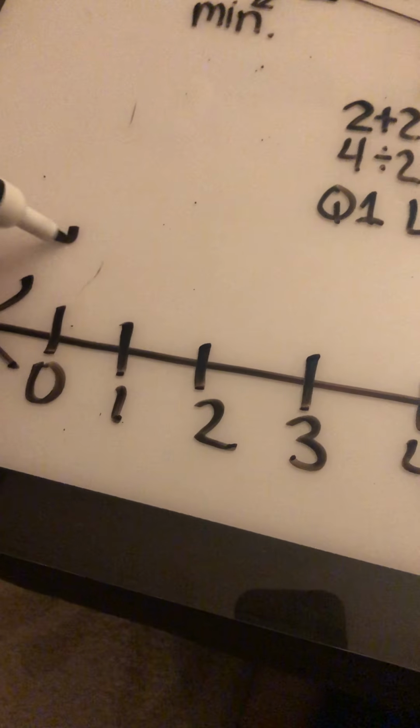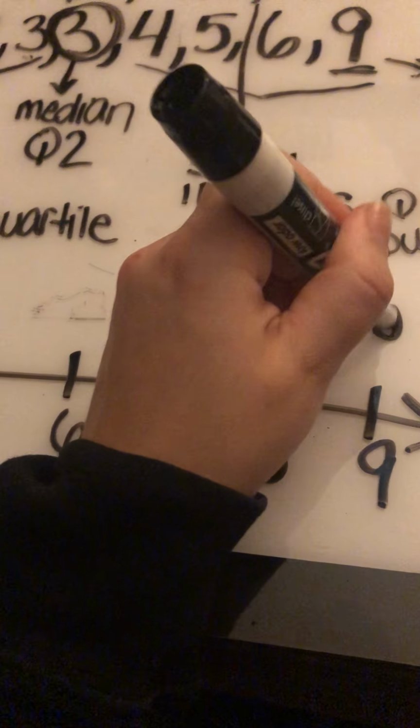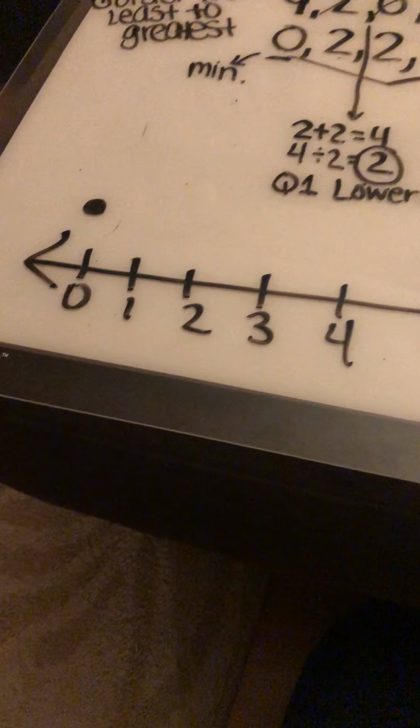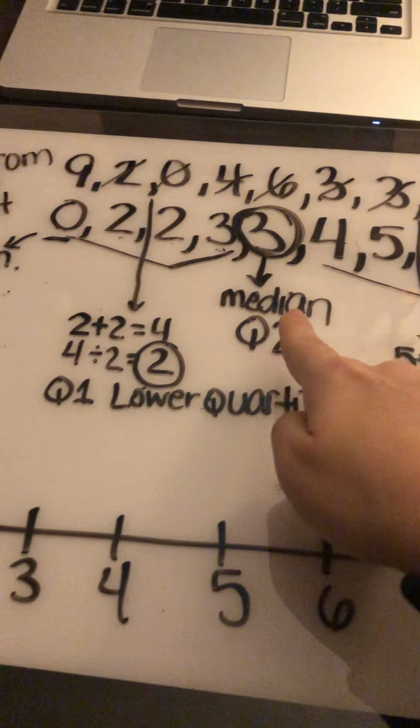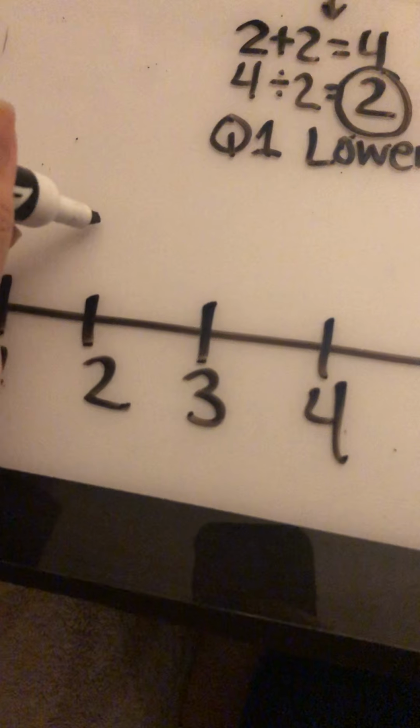Okay, so the first thing you want to do is put a dot on your minimum, and put a dot on your maximum. Okay, then you're going to put a dot on your lower quartile, your median, and your upper quartile. So my lower quartile is 2. Oops. My median is 3.